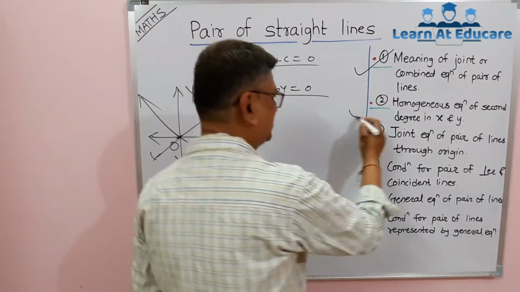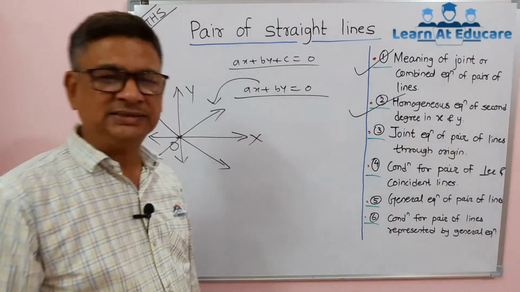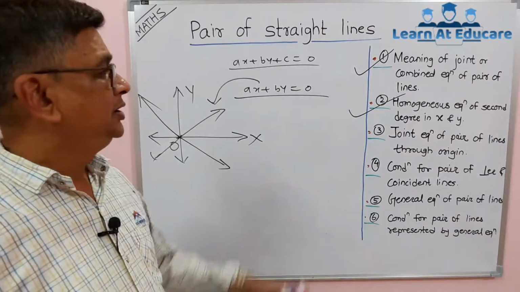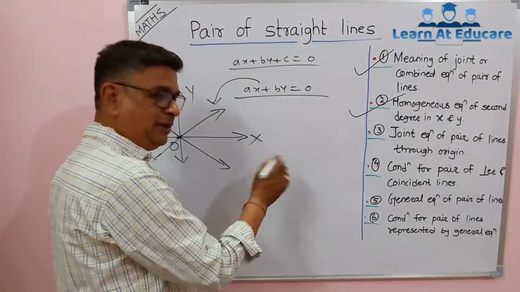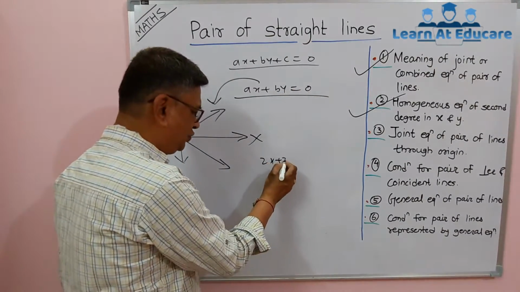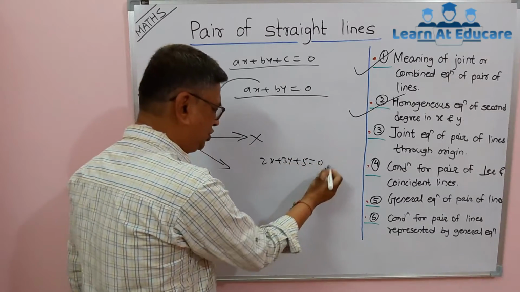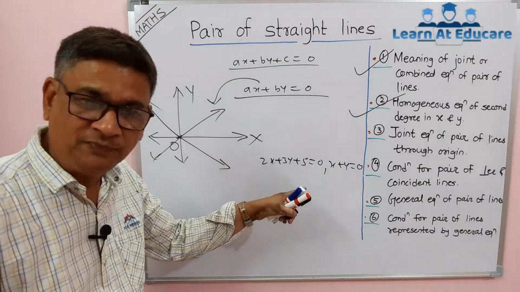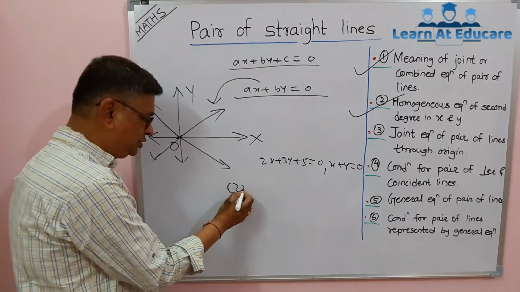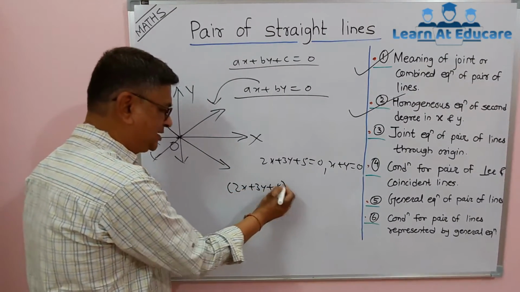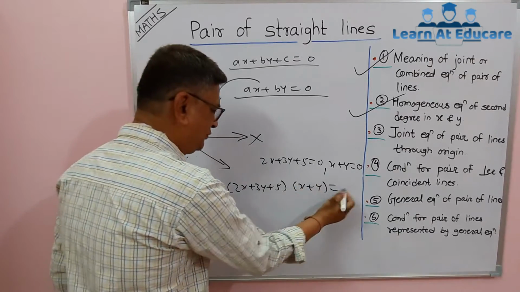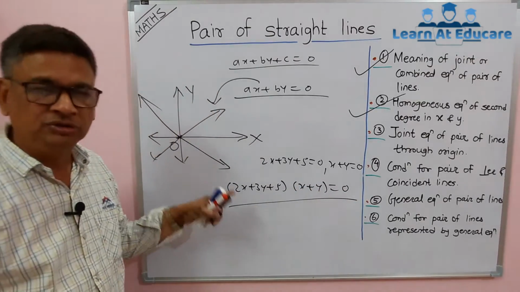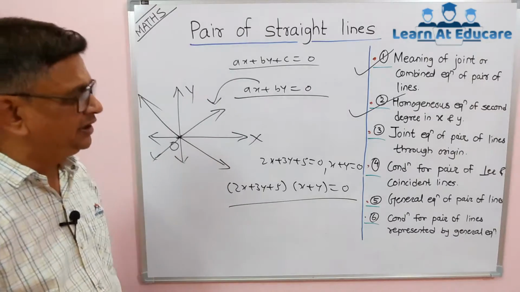The next topic is homogeneous equation of second degree in x and y. Joint equation is only multiplication. If you have such an equation 2x plus 3y plus 5 equal to 0, and a second equation, suppose a line passing through the origin, x plus y equal to 0, then this product, 2x plus 3y plus 5 into x plus y equal to 0, will give their joint equation.